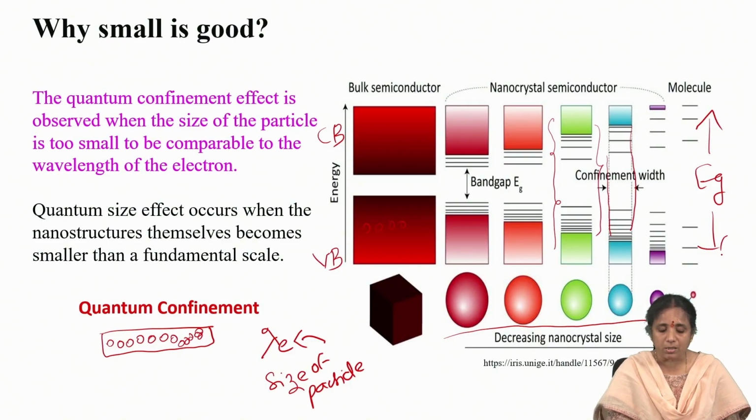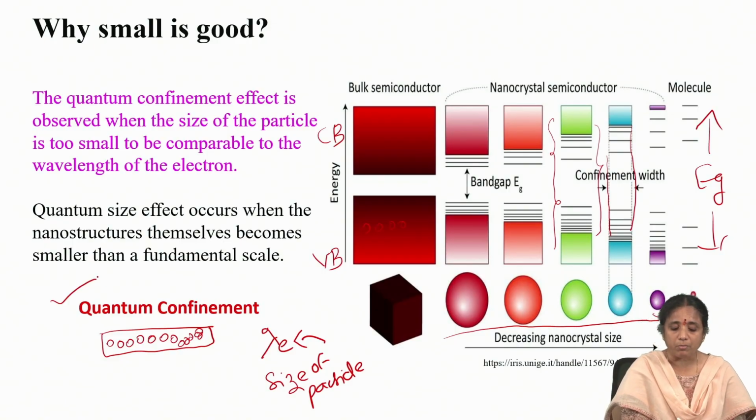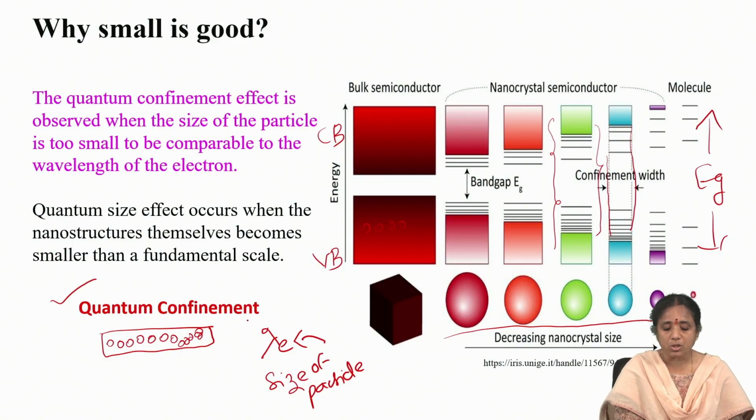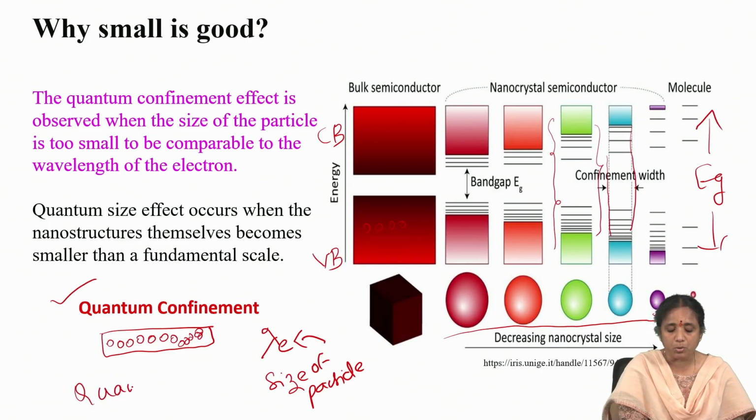So the quantum size effect occurs when the nanostructures themselves become smaller than the fundamental scale. This kind of property is defined as quantum confinement. It is one of the properties which also forms a basis to understand quantum computing, which is another upcoming technology nowadays. Quantum confinement is also used as a basis for quantum computing.